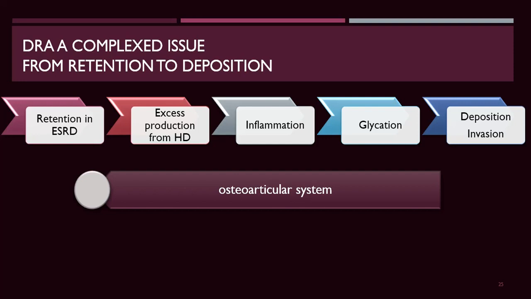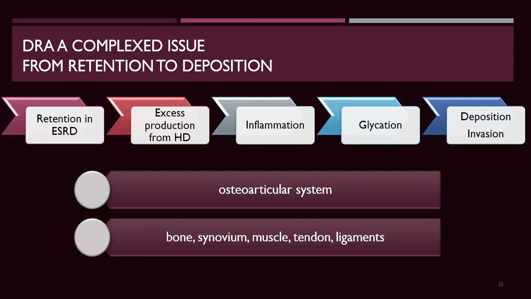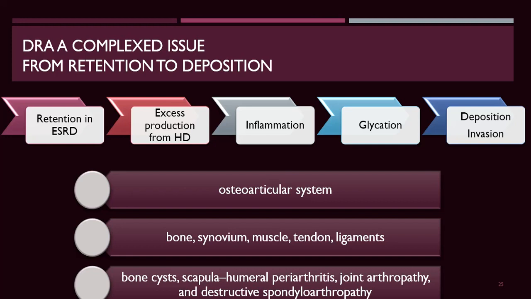The affinity is to the osteoarticular system: bone, synovium, muscle, tendons, ligaments, bone cyst, scapulohumeral periarthritis, joint arthropathy, and destructive spondyloarthropathy. So there is the retention and or excess production from inflammation during dialysis in patients with chronic inflammation, co-deposition with advanced glycation end products, and metabolic change of the beta-2 microglobulin, then deposition and invasion of the osteoarticular system.